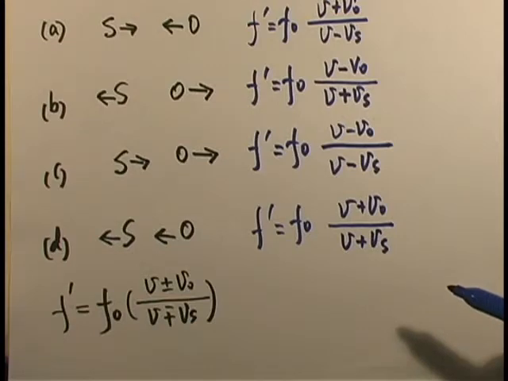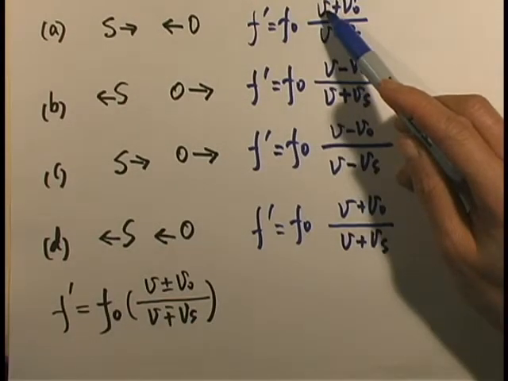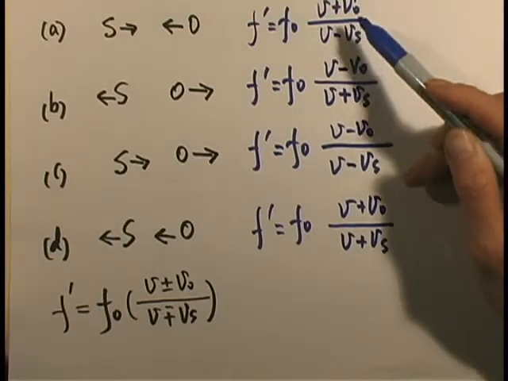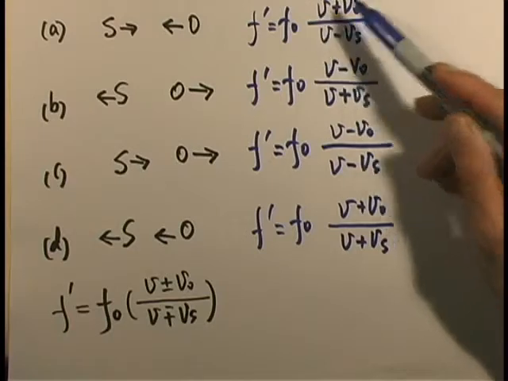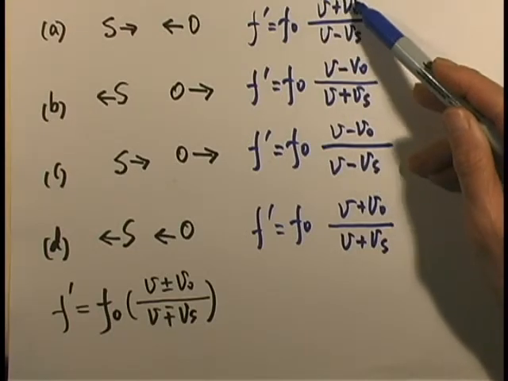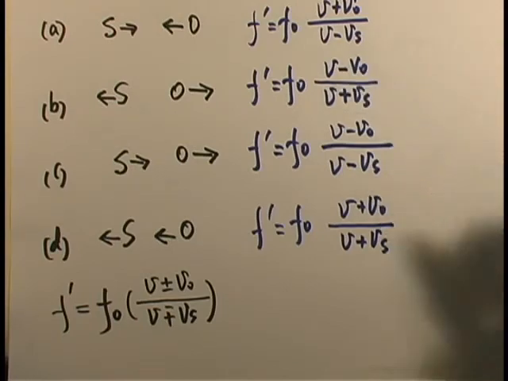A couple of things I want to point out: all the speed of sound, speed of observer, and speed of source are with respect to the ground. They must have the same reference.